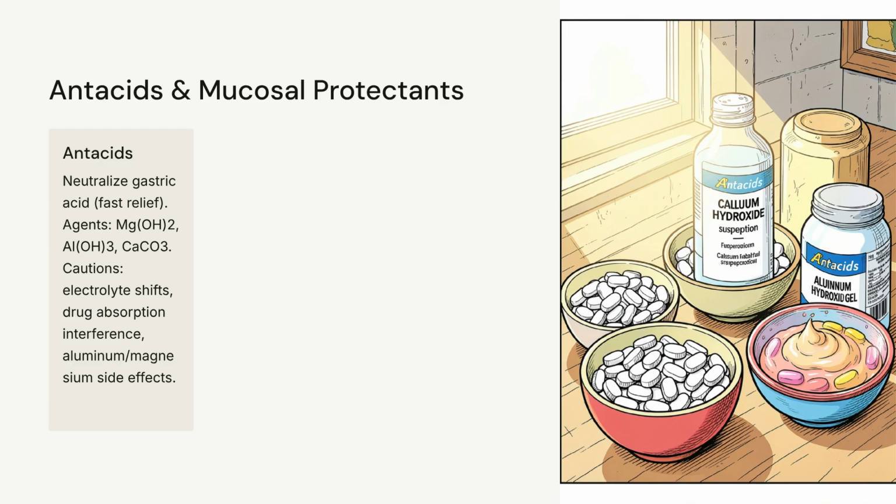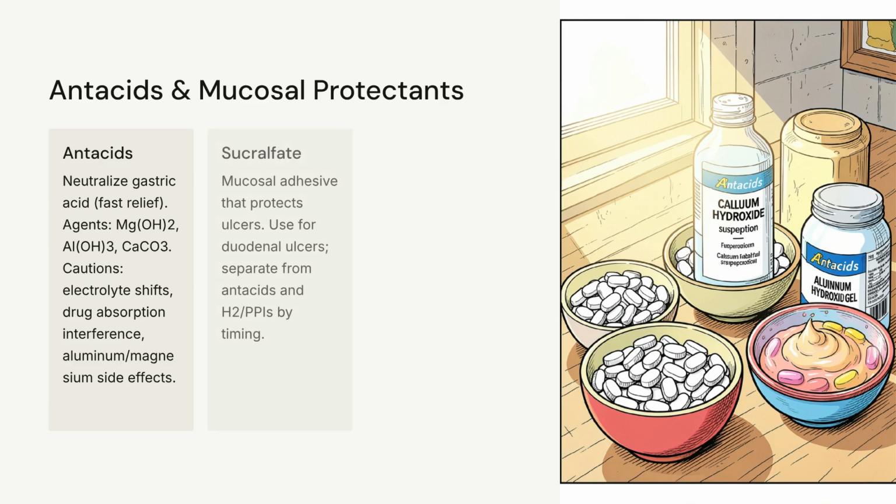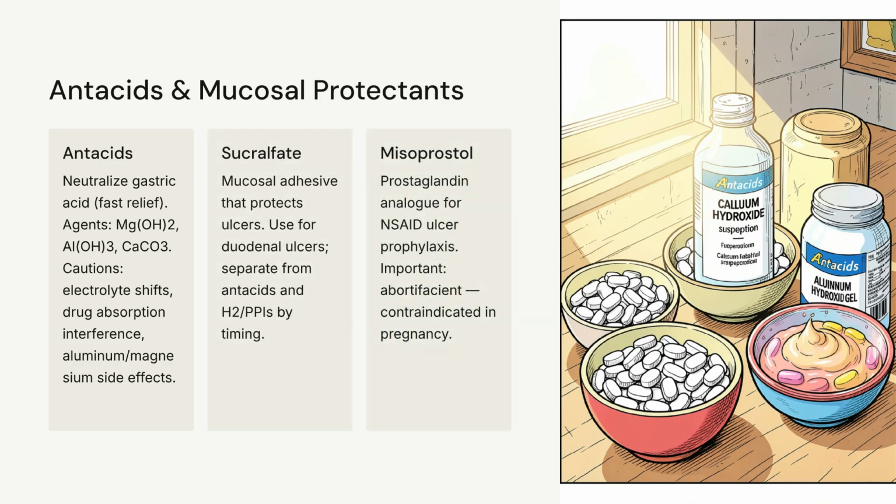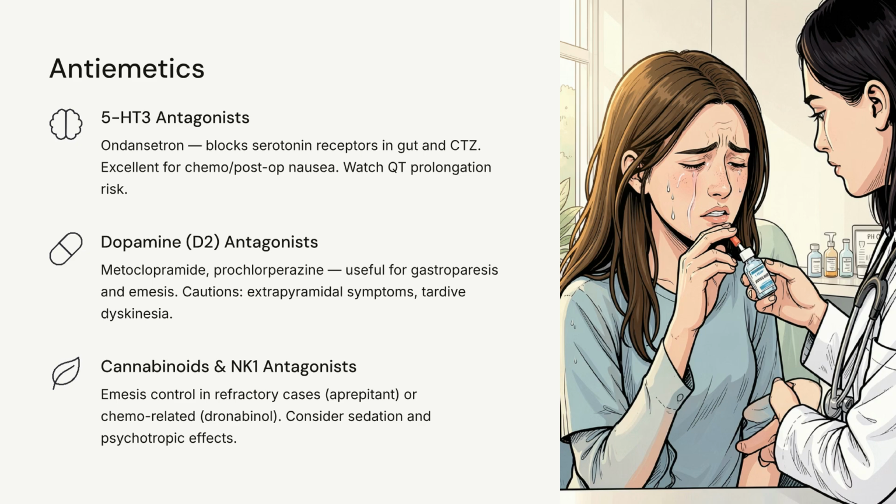Antacids provide fast relief by neutralizing gastric acid. Sucralfate acts as a mucosal adhesive to protect ulcers. Misoprostol is a prostaglandin analog used for NSAID ulcer prophylaxis, but it is an abortifacient and is strictly contraindicated in pregnancy. Antiemetics include 5-HT3 antagonists like ondansetron for chemotherapy-related nausea, and dopamine antagonists like metoclopramide for gastroparesis.